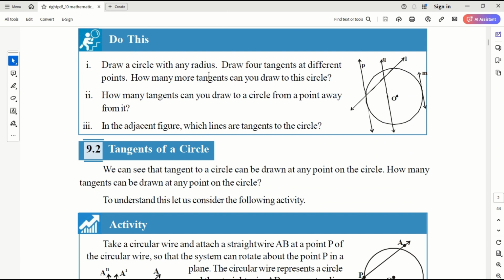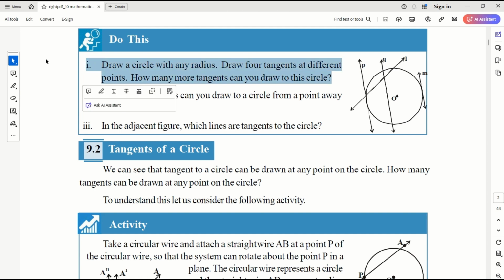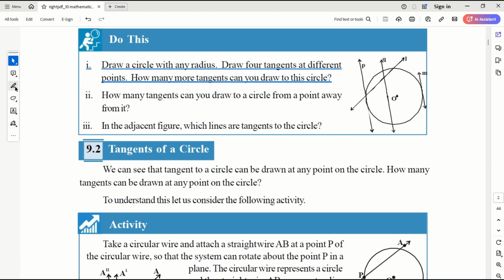Now draw a circle with any radius, draw four tangents at different points. How many more tangents can you draw to a circle? Think about it. A circle is basically a union of infinite points at equidistance from the center. The distance is what we call radius. So there are infinite points, and at every point you can draw a tangent. So there can be infinite tangents on a circle.